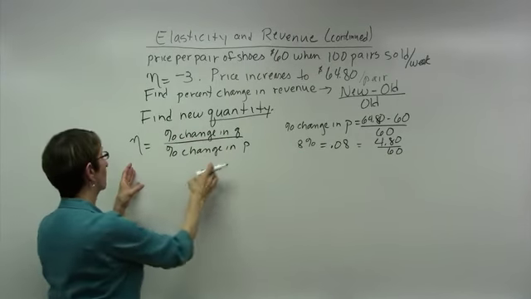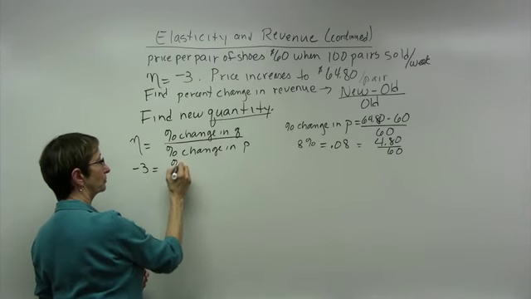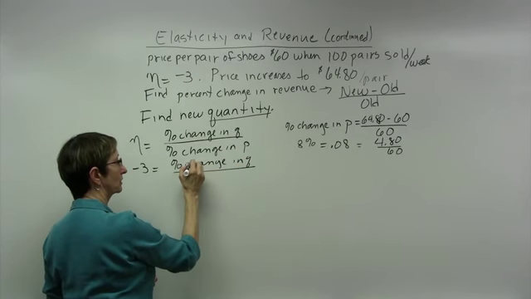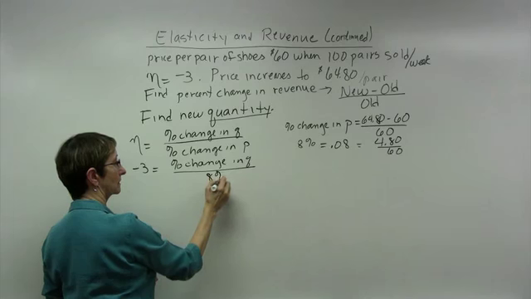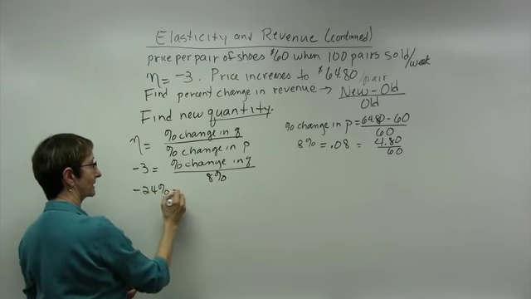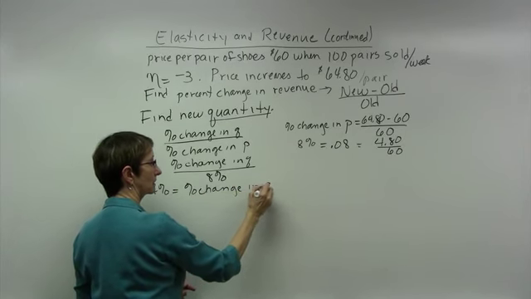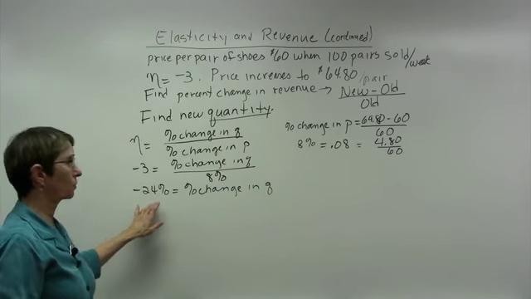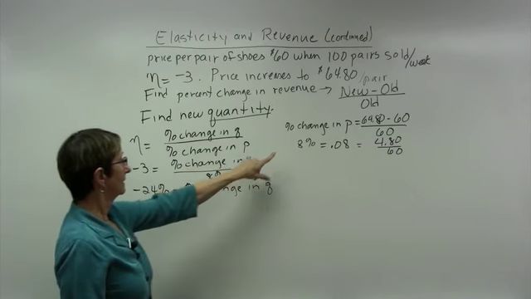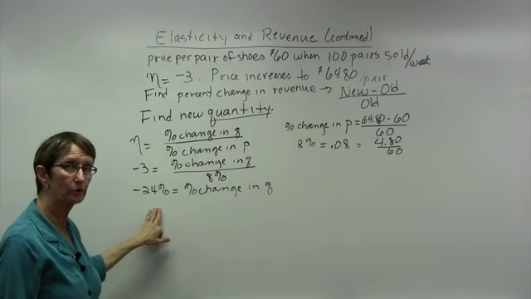So let's fill in for this equation. Elasticity is -3 equal to percent change in Q over 8%. Multiply across, I'll have -24% is my percent change in quantity. Whoa, that's a big drop. My price has increased 8%. The demand has gone down 24%.